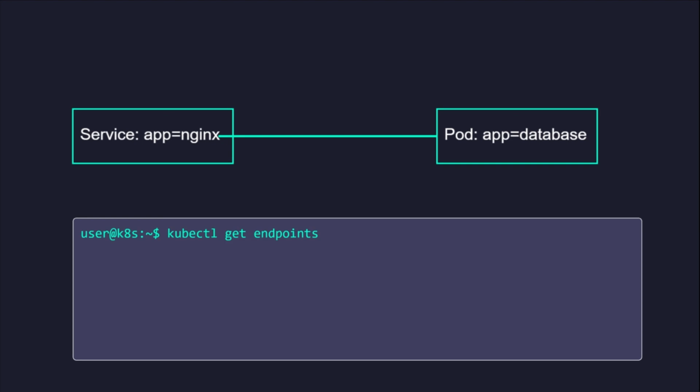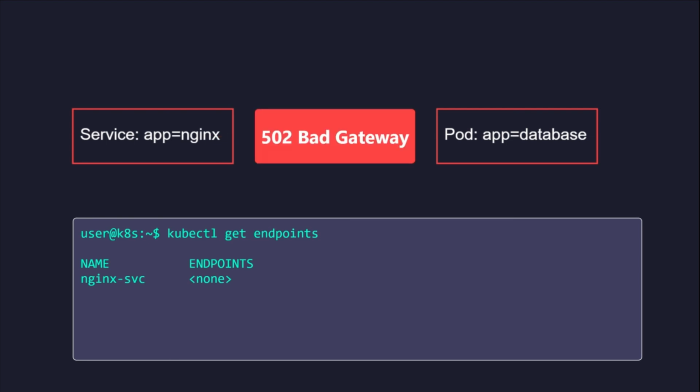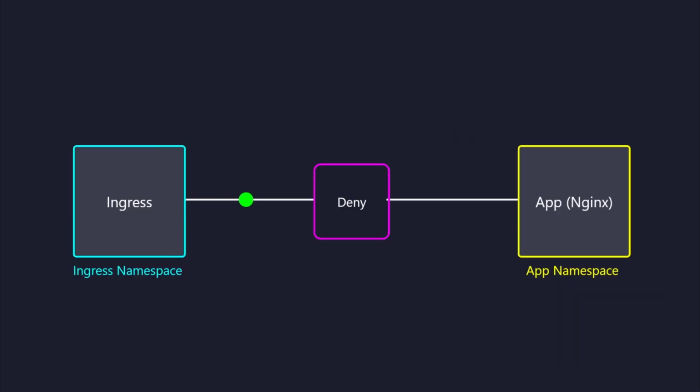Check that your service labels correctly match the pod labels. Use kubectl get endpoints to see if any pods are actually attached to the service. If the endpoints list is empty, Nginx will return a 502 error because the service points to nothing.